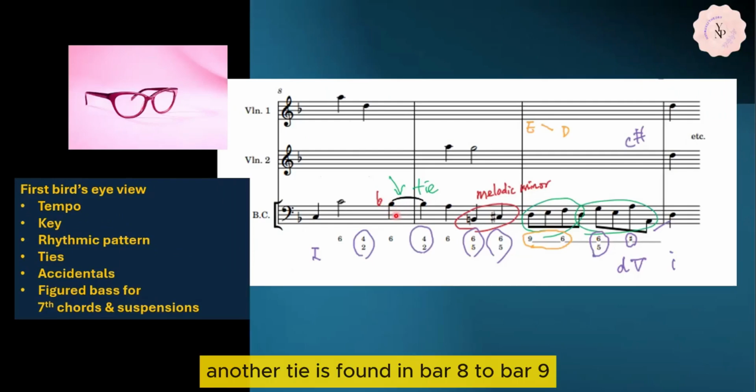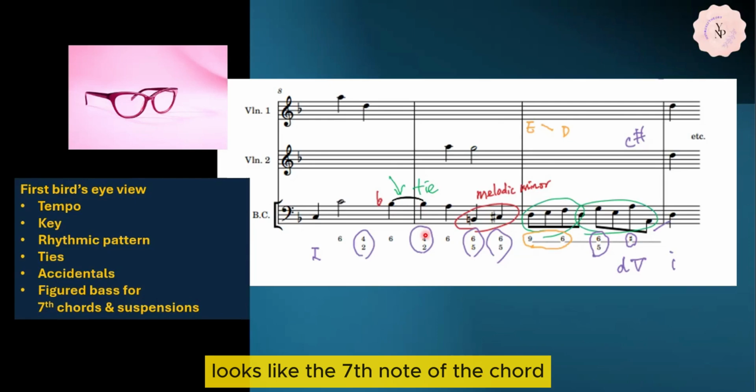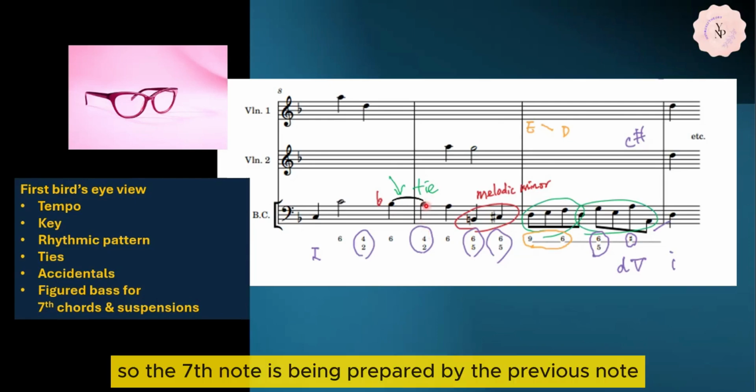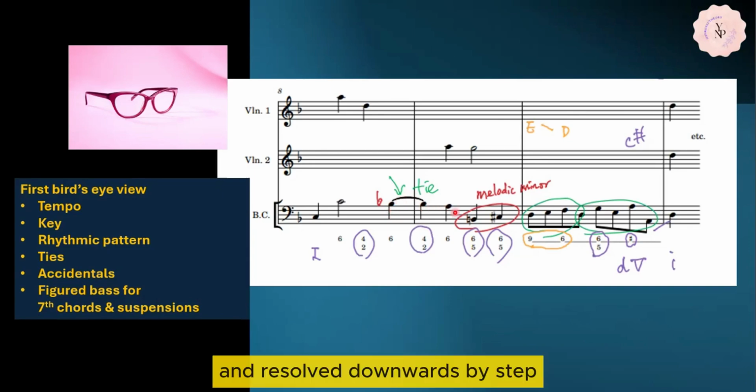Another tie is found in bar 8 to bar 9. And this B flat looks like the 7th note of the chord. So the 7th note is being prepared by the previous note or chord tone and resolved downwards by step. Just take note of this at this moment.